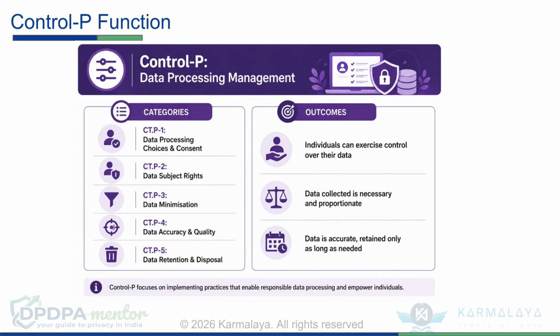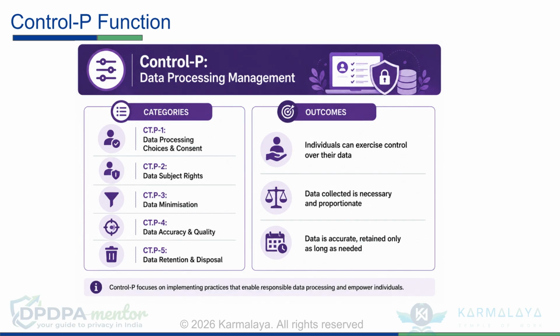Control-P is about enabling organizations and individuals to manage data with sufficient granularity to address privacy risks. Data processing choices and consent ensures individuals have meaningful choices about how their data is used, whether through consent, opt-out mechanisms, or granular preferences. Data subject rights implements processes to honor individual rights: access, correction, deletion, portability, and objection, aligned with regulations like GDPR, DPDP Act, or CCPA.